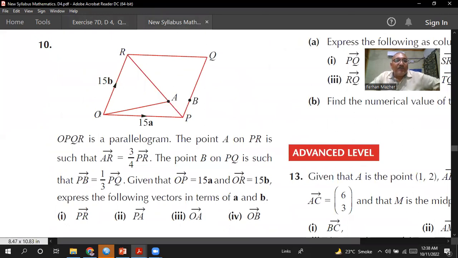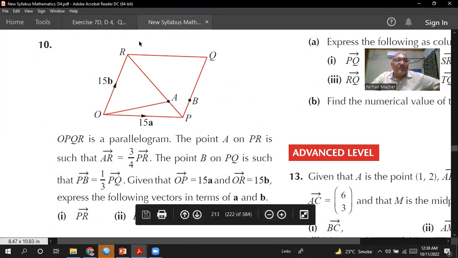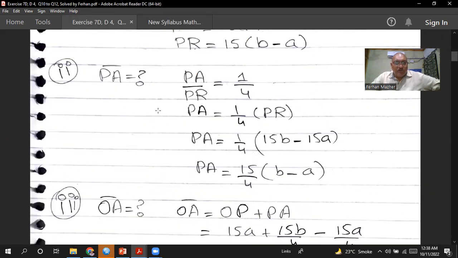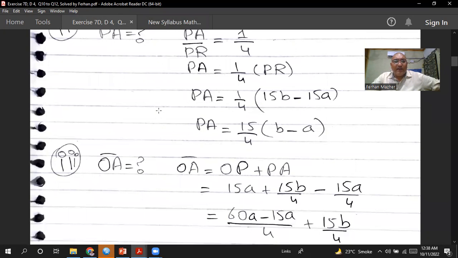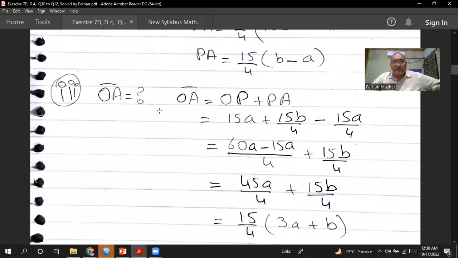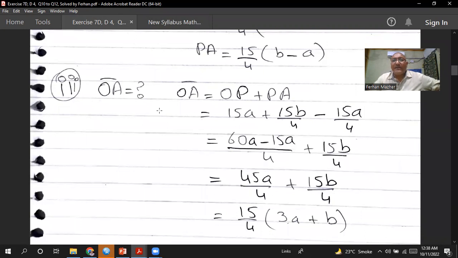Okay, then they want me to find out OA. So very simple. If you want to find out O to A, go from O to P, P to A. You have just found the PA value, okay? So if you want to find out the OA, the bypass is from O to P and from P to A. So O to P is 15A, and from P to A will be 15 by 4 B minus 15A by 4.